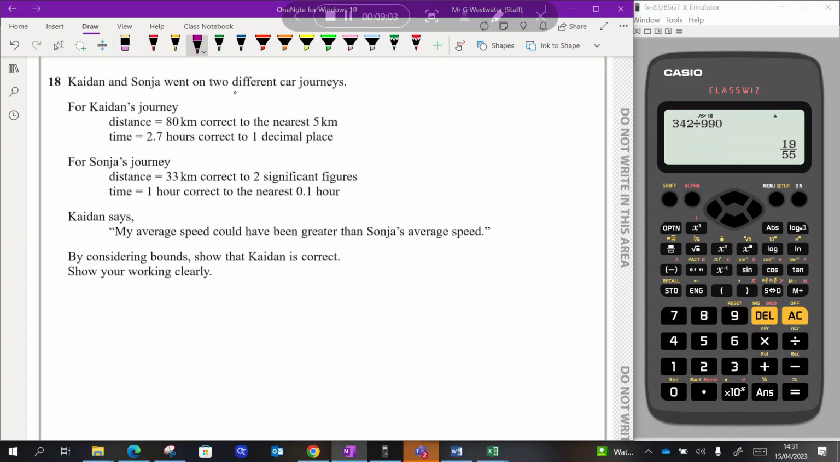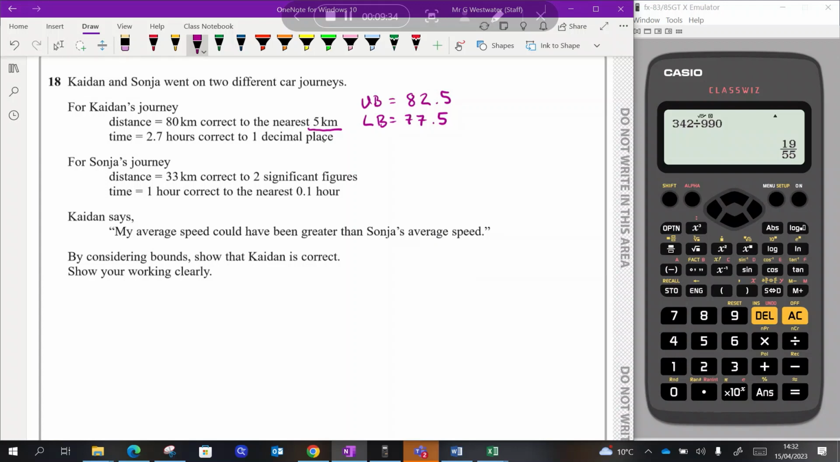Caden and Sonia went on 2 different car journeys. For Caden's journey, the distance he covered was 80 kilometers, correct to the nearest 5 kilometers. So if it's correct to the nearest 5 kilometers, then this could be anything between an upper bound of 82.5 and a lower bound of 77.5. Divide the degree of accuracy by 2 and add or subtract that amount.